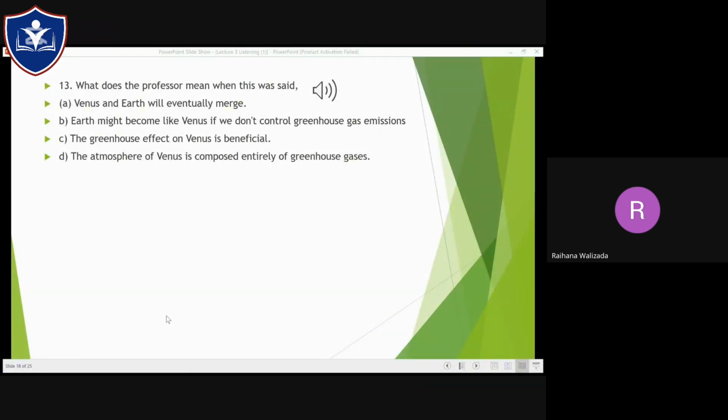What was the meaning of this? A, Venus and Earth will eventually merge. B, Earth might become like Venus if we don't control greenhouse gas emissions. C, the greenhouse effect on Venus is beneficial. D, the atmosphere of Venus is composed entirely of greenhouse gases. Everyone is saying B. Only 1% says D, which, yeah, that answer is not right. B is the correct answer. Earth might become like Venus if we don't control greenhouse gas emissions.